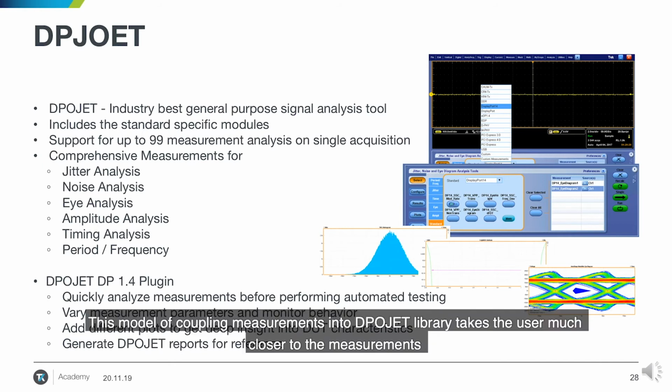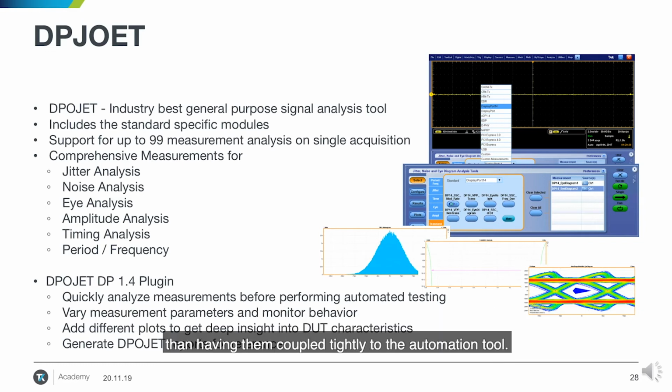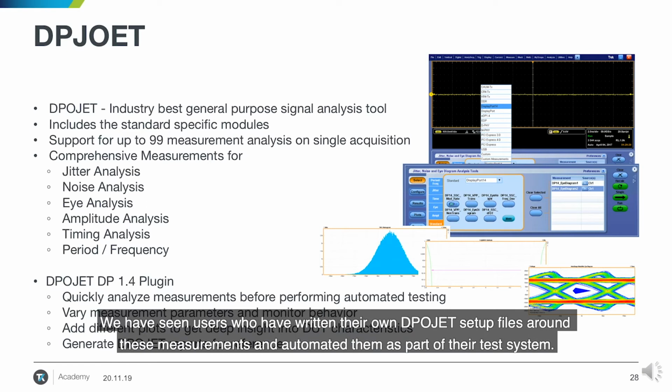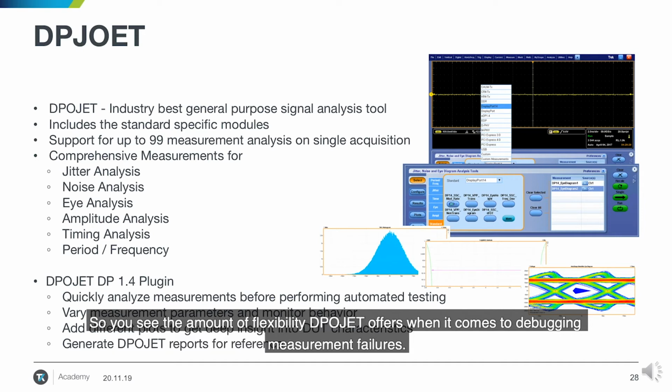This model of coupling measurements into the DPOJet library takes the user much closer to the measurement than having them coupled tightly to the automation tool. We have seen users who have written their own DPOJet set of files around these measurements and automated them as a part of their test system. So you see the amount of flexibility DPOJet offers when it comes to debugging measurement failures.